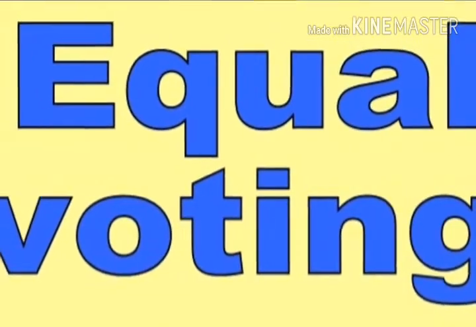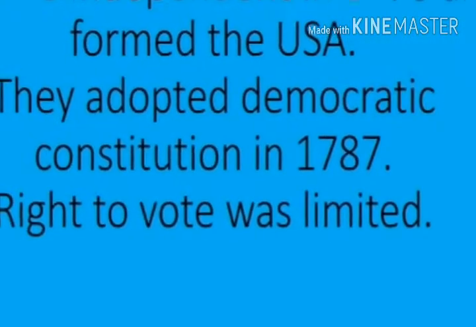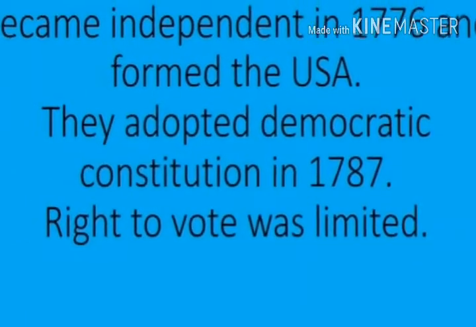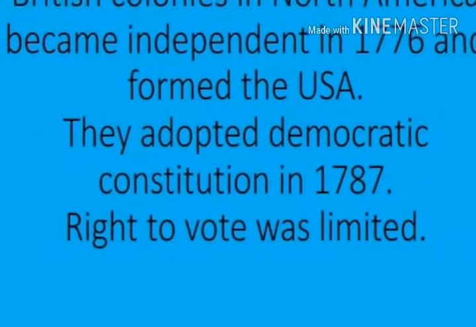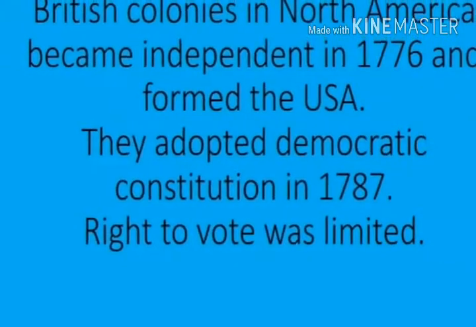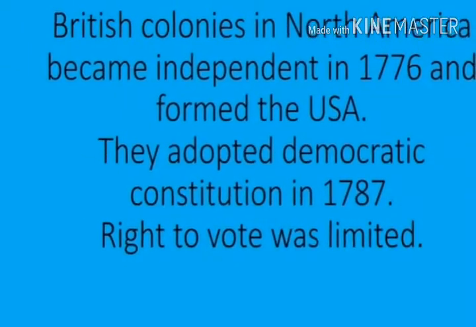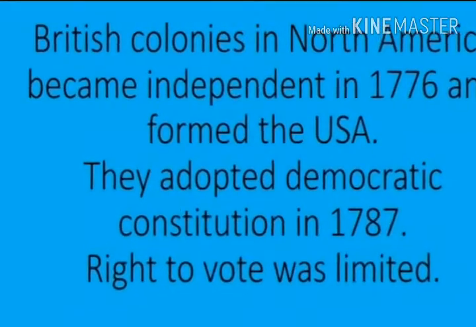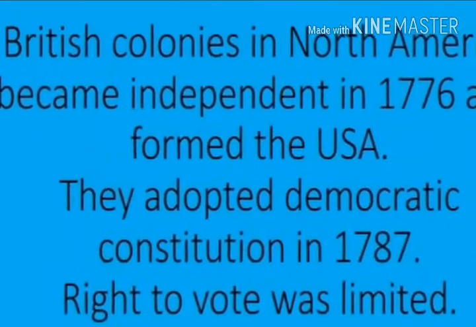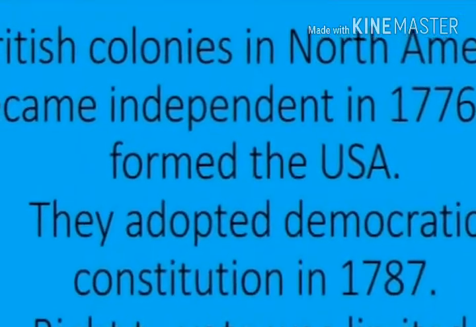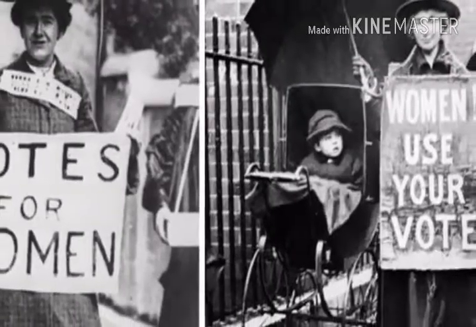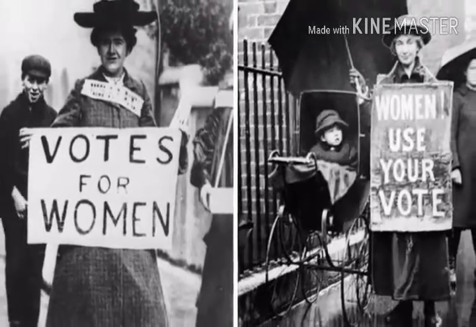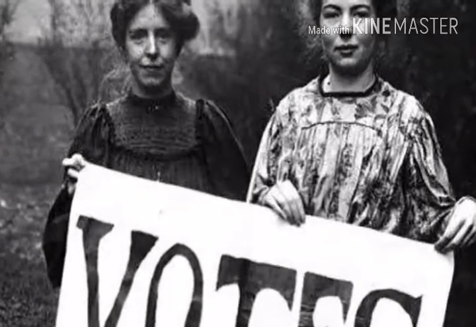Student, the British colonies in North America became independent in 1776 and formed the USA. They adopted a democratic constitution in 1787. Right to vote was limited. Student, in the 19th century, the main demand remained right to vote. And by 1900, New Zealand was the only country where every adult had the right to vote.